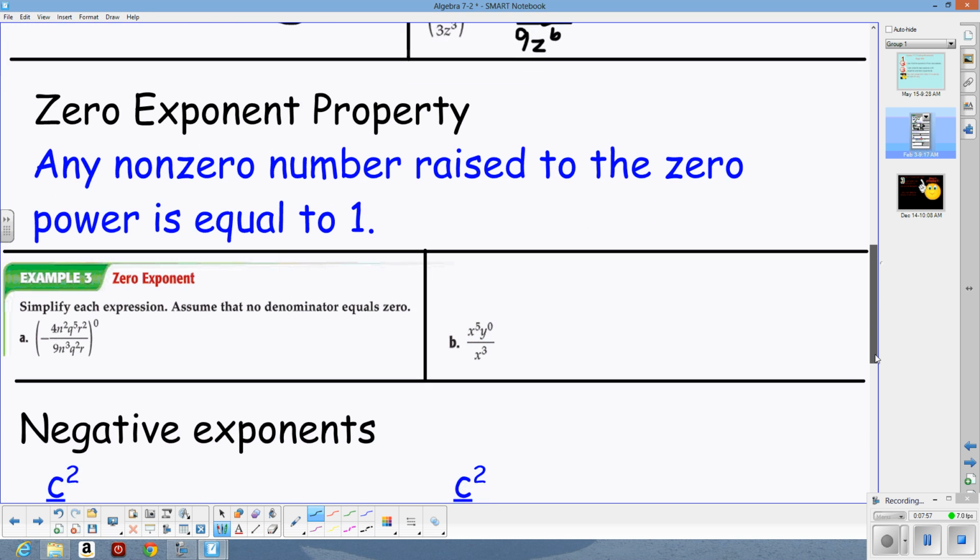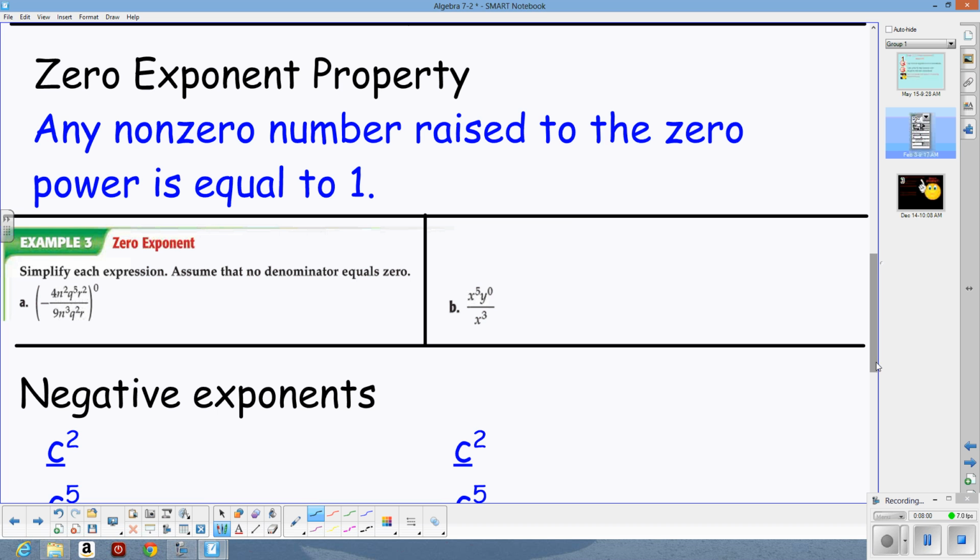Next up, we have the zero exponent property. Any non-zero number raised to the 0 power is equal to 1. For example, if you had 3 to the 5th power over 3 to the 5th power, anytime you have one number over itself, it's going to equal 1. So this is obviously equal to 1. Or if you use the rule, 5 minus 5 is 0. So 3 to the 0 power is going to equal 1.